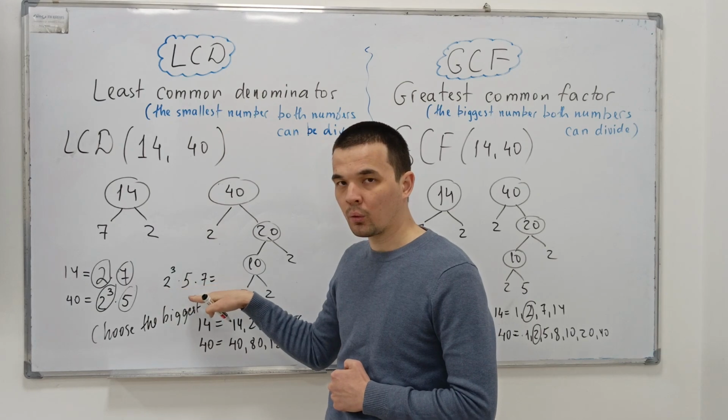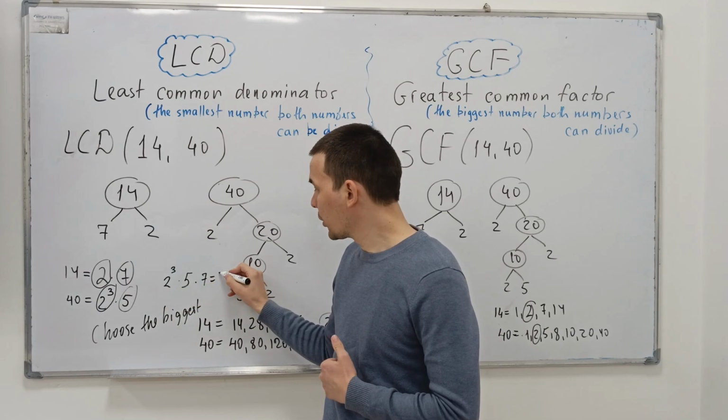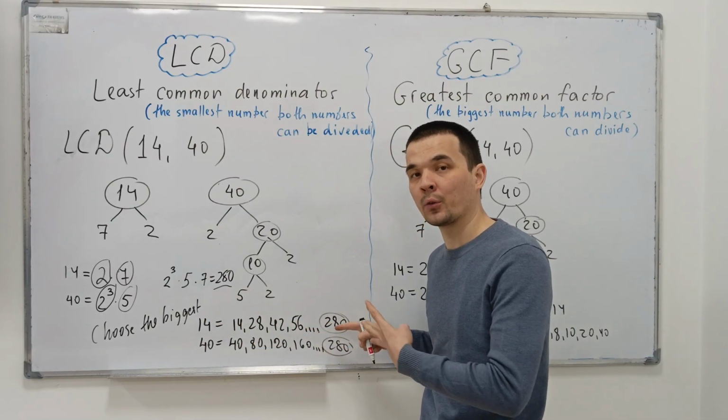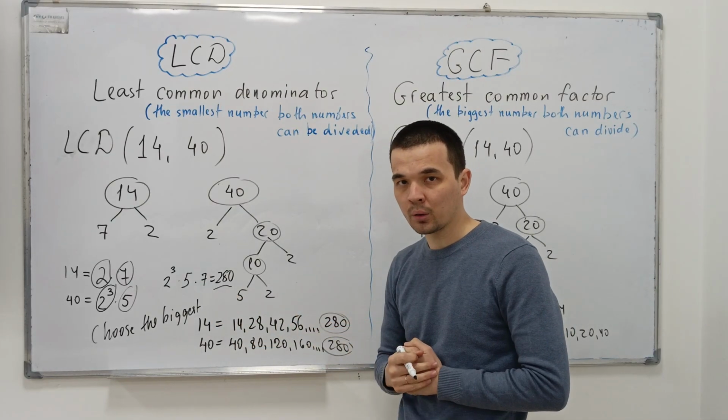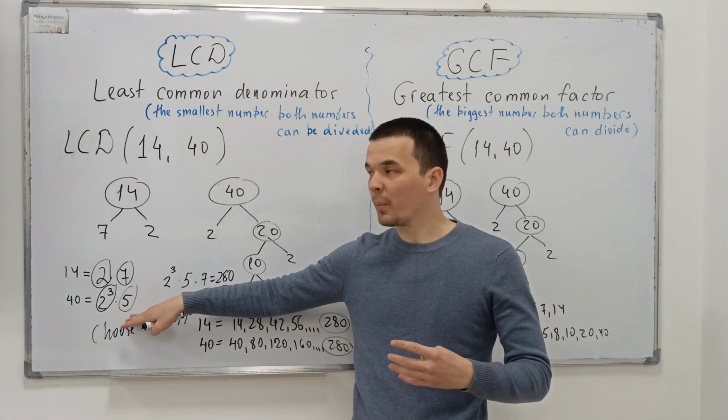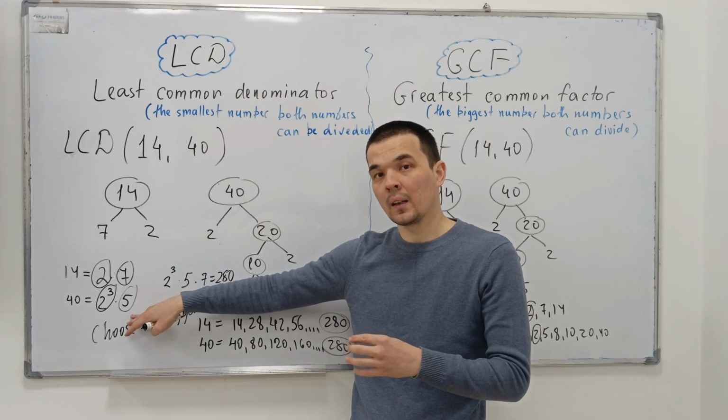If you multiply it, or calculate it on your calculator, you will end up with the answer of 280, which is the answer we found earlier. I hope you understood. Please be careful when you select numbers, and I will show you many more examples to find the LCD in the next slides.